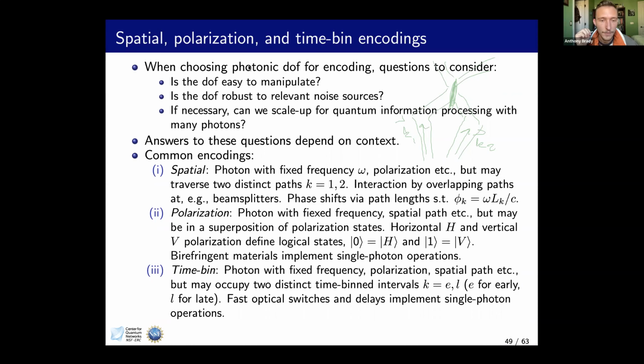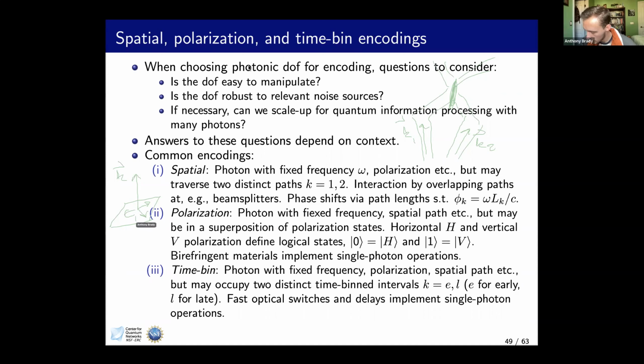Another very common degree of freedom is polarization. I mentioned before that photons can have different polarizations. If you have a photon that's traveling this way, so it has a vector k, there's this two-dimensional plane that's perpendicular to k, which defines the polarization of the photon. And it can have different polarizations.